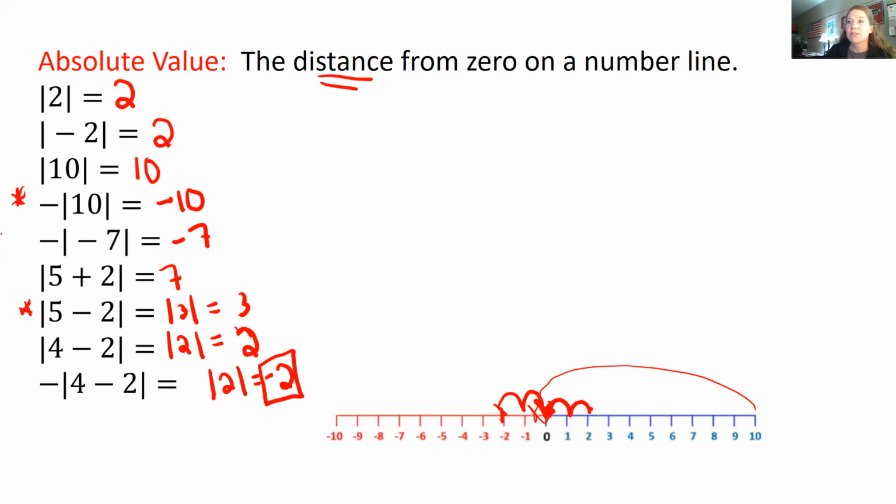So basically, look at the answers. If you have a negative sign outside those lines, your final answer is negative. If there is not a negative sign outside those absolute value lines, your final answer is going to be positive. That's always true.